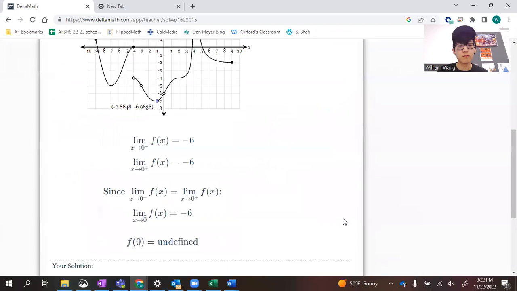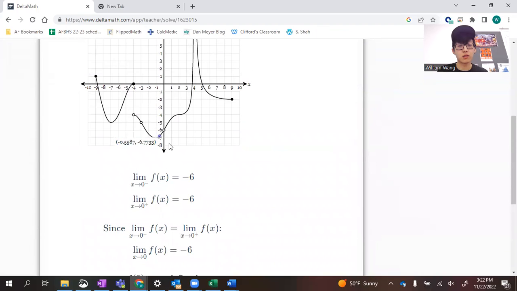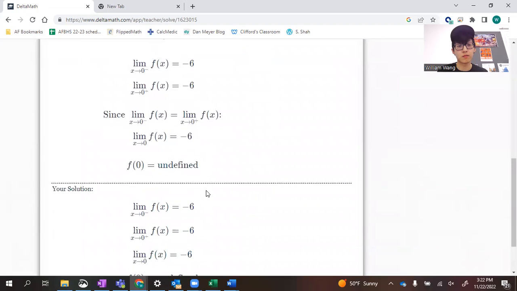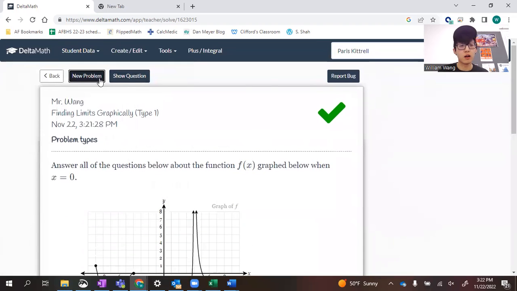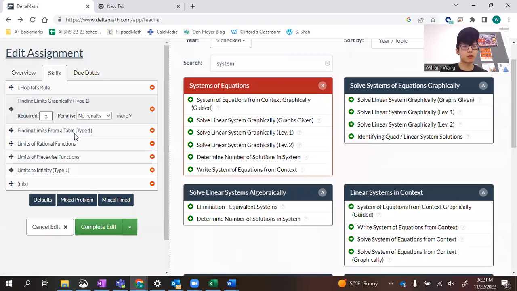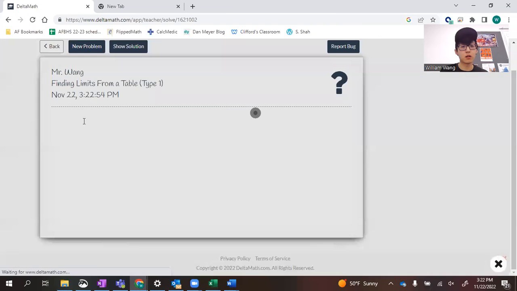Cool. That's one of these problems. And you can see they draw it. As I approach from the left, you can see I'm approaching negative 6. All right. Cool. It's one of these problems. Let's go to limits from a table.